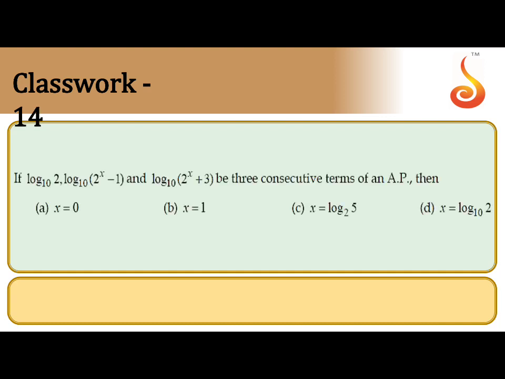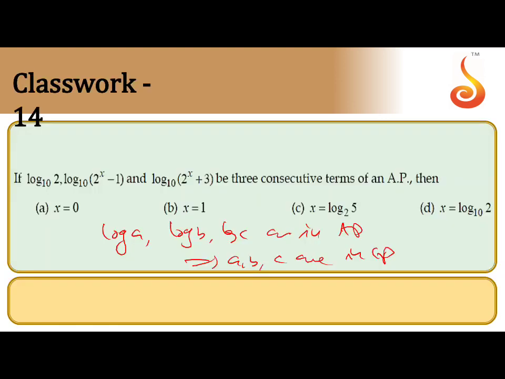Next question. Log 2 power x minus 1, log 2 power x plus 3 are three consecutive terms of AP. Then they are asking the value of x. Here there is a property we know: if log A, log B, log C are in AP, then A, B, C are in GP. You can use that property to solve this question. I'll solve the same question in the next page.